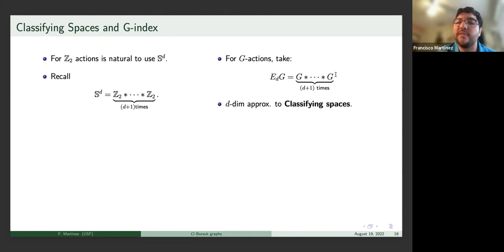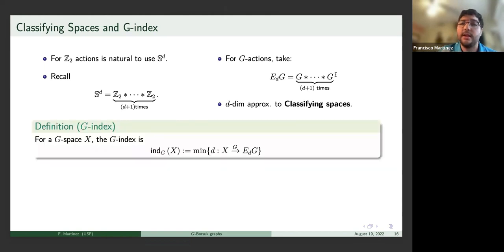We can think of these spaces as D-dimensional approximations to a classifying space, if you know what that means. Once we have this definition, we can define the G index to be the minimum integer D so that we can find an equivariant map, or a G map, from X into this EDG space.